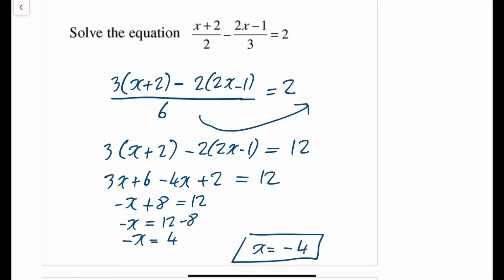And that's it. Okay, if you pause the video and then have a go at question 23 on the SEA resource, and then check your solutions.